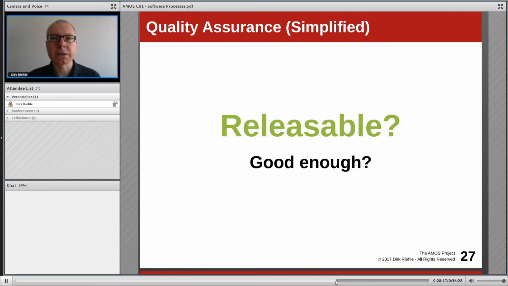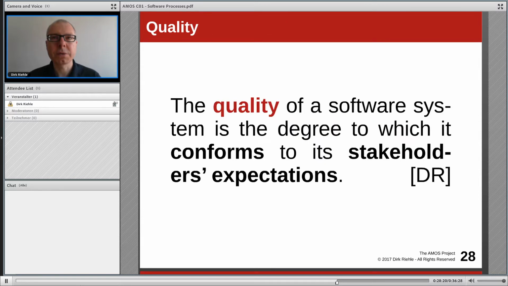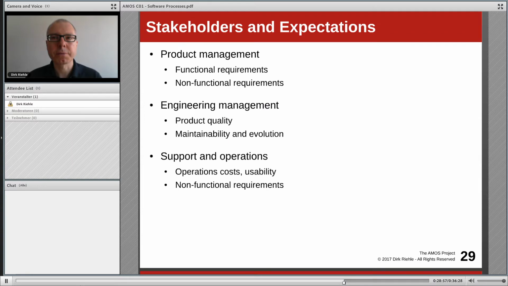And implied again is the question, is it good enough? Does it meet quality criteria? Where quality is, in this context, the degree to which the software conforms to stakeholder expectations. So while it may be desirable to have some absolute notion and idea of quality, in real life it's always a question, do you meet some particular bar? Is it good enough? And not necessarily do you meet some absolute criterion of quality, because it really depends on a lot of context factors whether something is releasable, should be released or not.